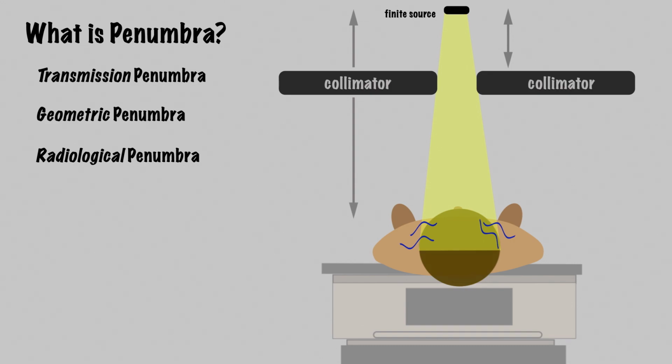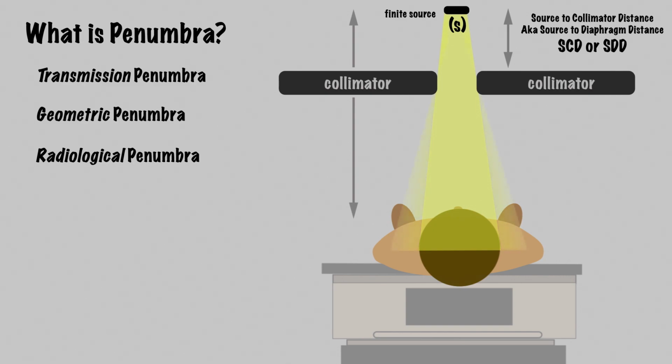Throughout this video, we will refer to a source of radiation with a size S, and collimators, which may be multi-leaf collimators or jaws. These are arranged at a source-to-collimator distance, or SCD, also referred to as a source-to-diaphragm distance, or SDD. Finally, all of this is in relationship to our patient by the source-to-skin distance, or SSD. These factors interplay to give us a penumbra of some width called W.